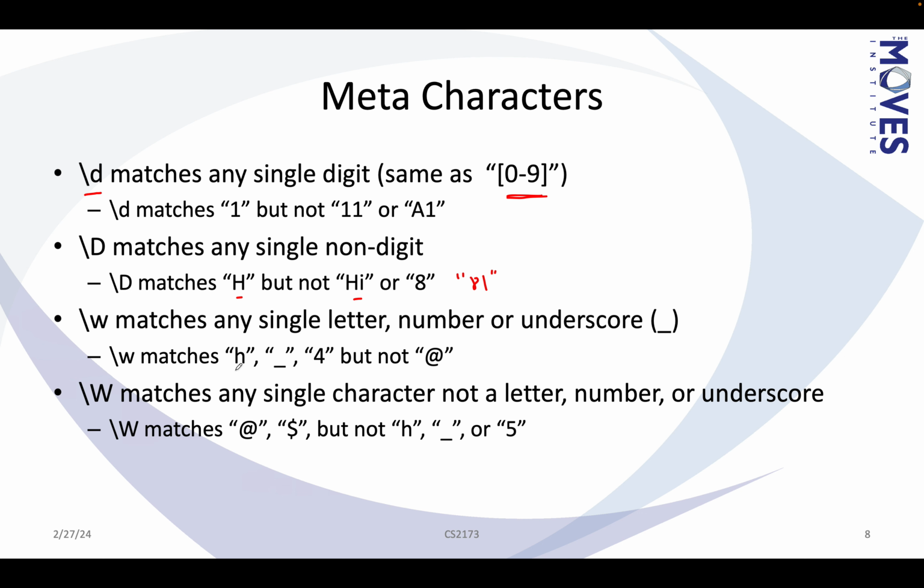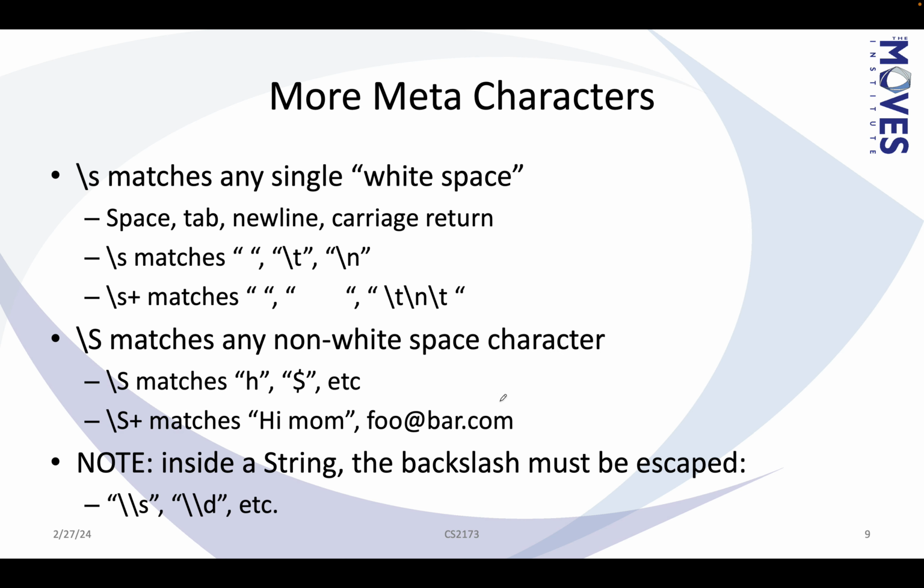So backslash w will match a lowercase h, it'll match an underscore, it'll match a 4, but it won't match an at sign, because that's not one of those things. And then if you flip that, backslash capital W will match any single character that's not a letter, number, or underscore. So backslash capital W will match at, it'll match $, but it won't match any of these. Okay. Those are the meta characters, and then the other one, and there are more besides this, but these are the main ones that I use, is white space.